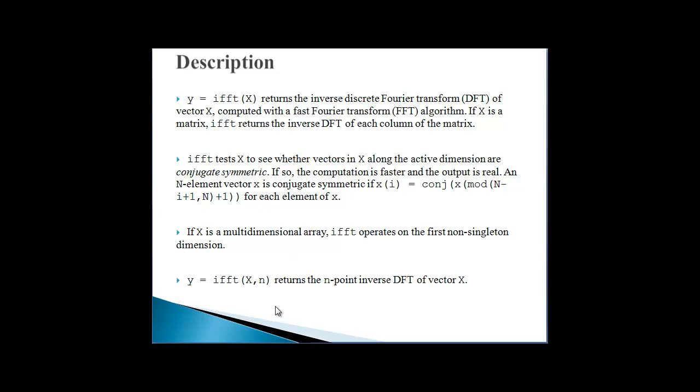Now an n-element vector x is conjugate symmetric if x(i) is equal to the conjugate of x(mod(n-i+1, n)+1) for each element of x. Now if x is a multidimensional array, then IFFT operates on the first non-singleton dimension, and y = ifft(x, n) will return the n-point inverse DFT of vector x.